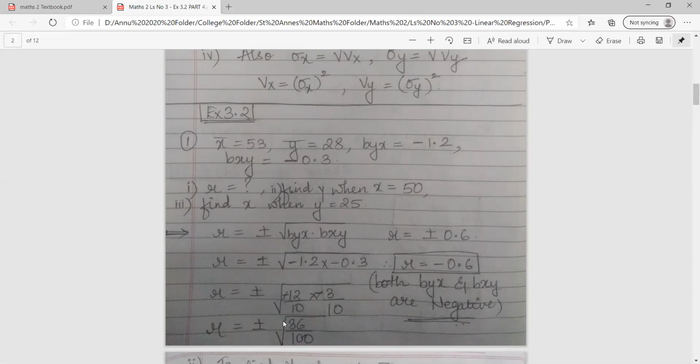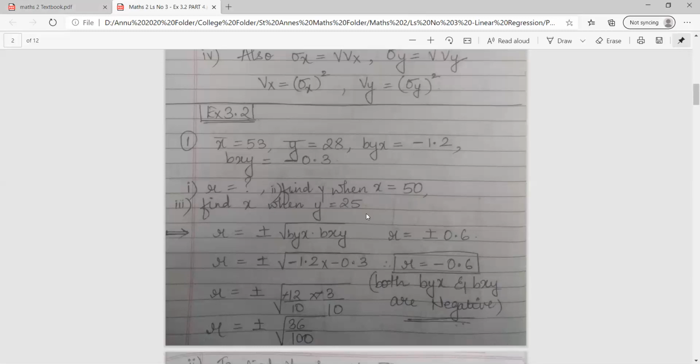Now what did I tell you class? The sign of r depends on both the regression coefficients. So as you can see, both the regression coefficients have got a minus sign. So our final answer will be minus 0.6, and the reason which you will give is both the regression coefficients Byx and Bxy are negative. So with this, the first part we have already found out, that is r, which is also called the correlation coefficient.